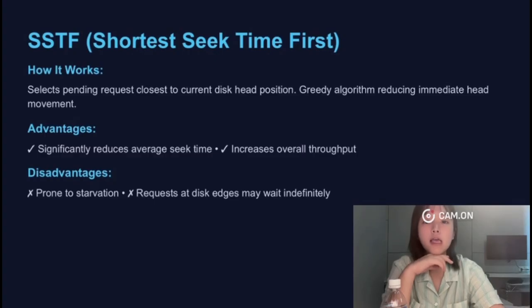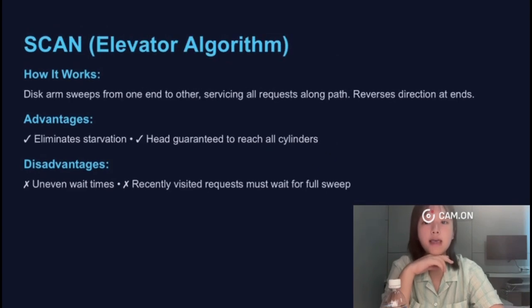If new requests keep arriving near the head location, requests farther away may never get serviced. SSTF is suitable for batch processing systems or moderate workloads, where maximizing throughput is prioritized over guaranteeing individual response time. And the third one is SCAN. The full name is Elevator Algorithm.